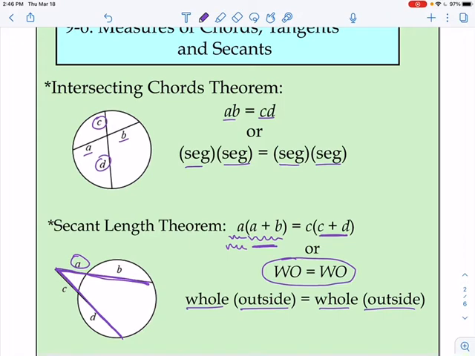And the part that's on the outside of that circle is C. So that's where we're multiplying by C on the outside. So that C plus D is technically the whole part of the secant, and the C on the outside is the outside of the secant.